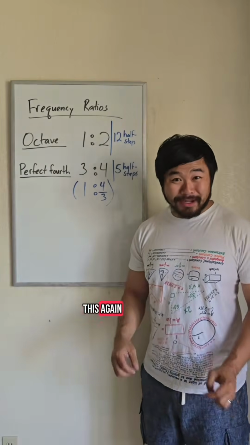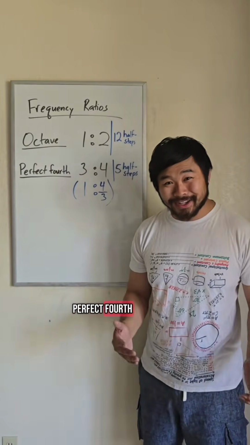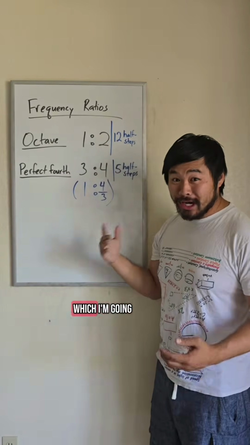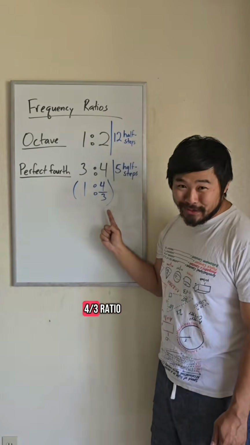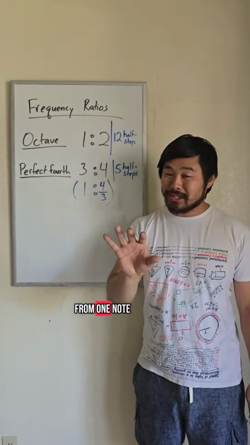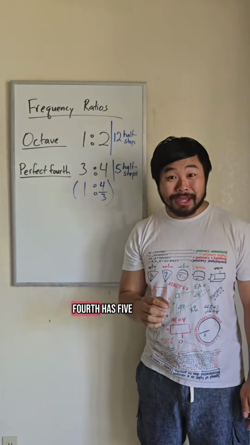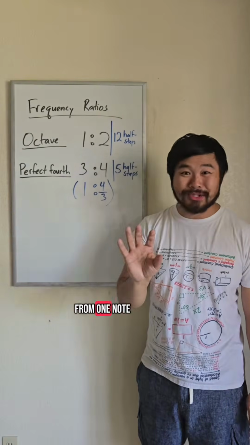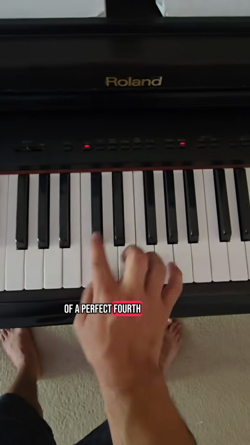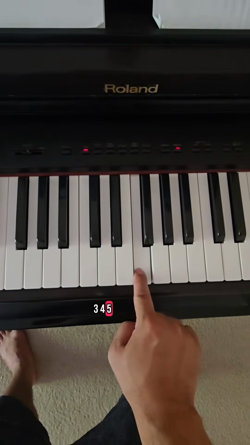Now let's do this again, but comparing an octave to a perfect fourth. So we have a 1 to 2 ratio and a 3 to 4 ratio, which I'm going to rewrite as a 1 to 4/3 ratio. Once again, an octave has 12 half steps going from one note to the other, while a perfect fourth has 5 half steps going from one note to the other. C to F is an example of a perfect fourth. 1, 2, 3, 4, 5.